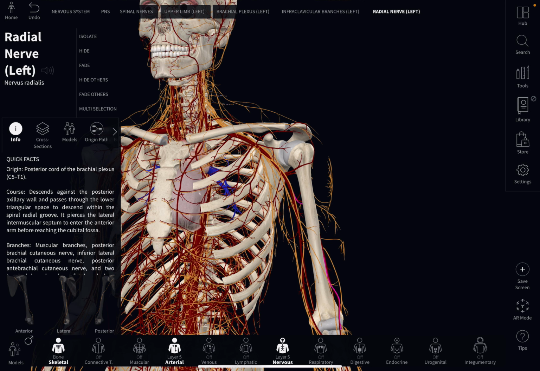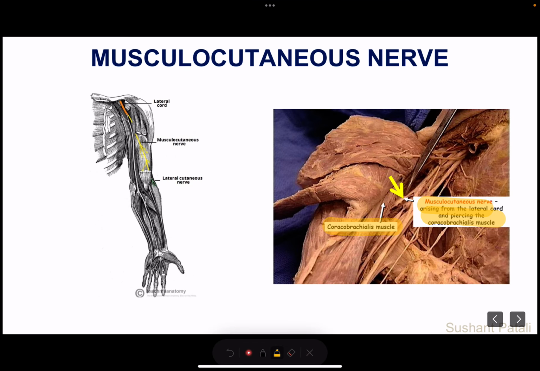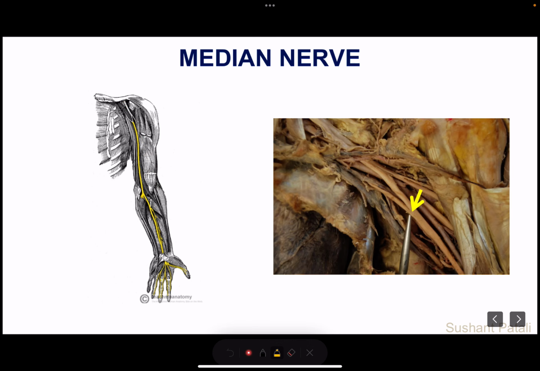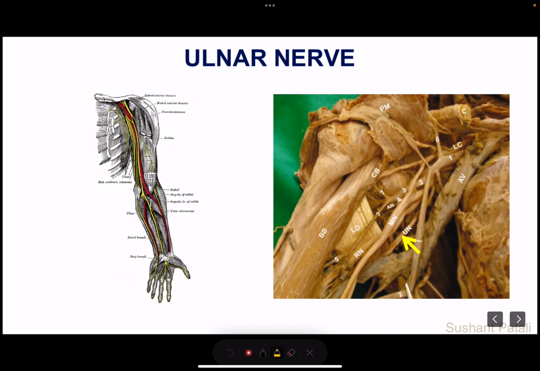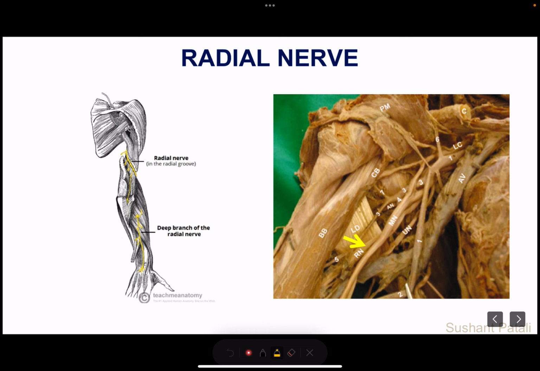And we also discussed the artery in the arm, that is the brachial artery. And as far as the veins are concerned, we have the basilic vein running along the medial side of the biceps brachii and the cephalic vein running along the lateral side of the biceps brachii muscle. Right. So I believe that's all I wanted to share with you. So the musculocutaneous nerve, the median nerve, the ulnar nerve, and the radial nerve.